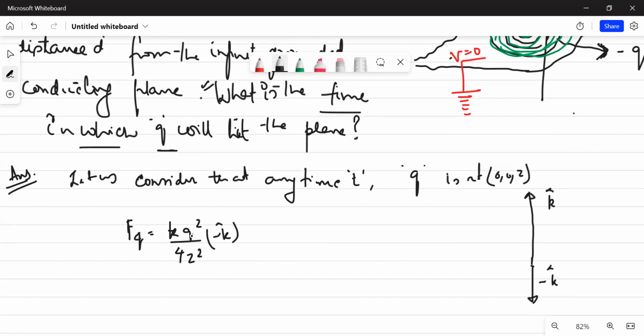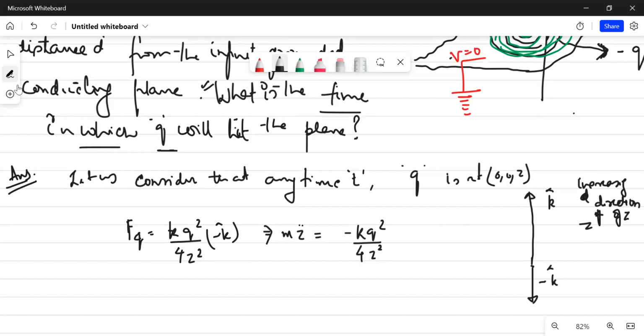And what is Fz? Fz is equivalent to writing m z double dot. So I'll write it as m z double dot is equal to minus kq square upon 4z square. So this is the increasing direction, sir. This we have taken positive.